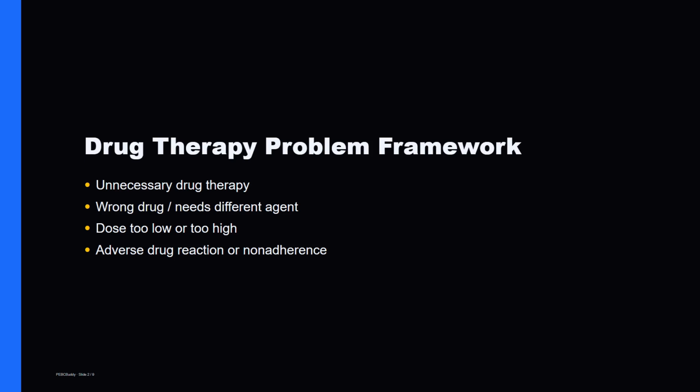One of the most powerful tools for patient care scenarios is a structured drug therapy problem list. When you read a case, mentally scan through these categories. Is this drug even needed? Is it the best choice for this patient? Is the dose appropriate for their age, weight, or organ function? And is the patient actually taking it and tolerating it? Examiners love to embed one or two of these problems inside a busy scenario to see if you can spot them under pressure. Practice flagging them by category every time you work through a case.